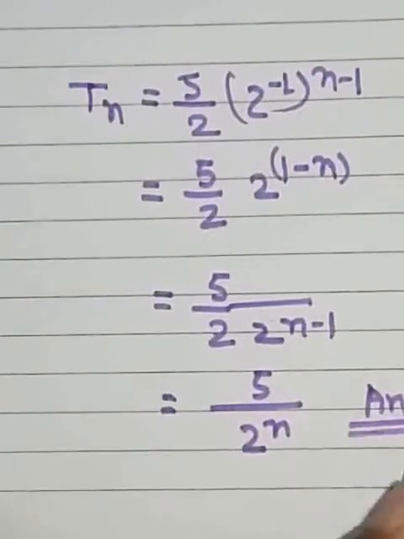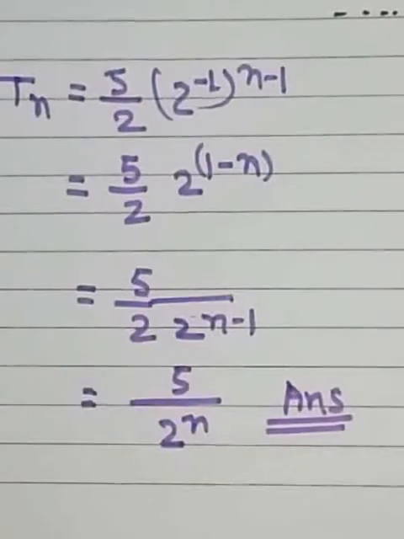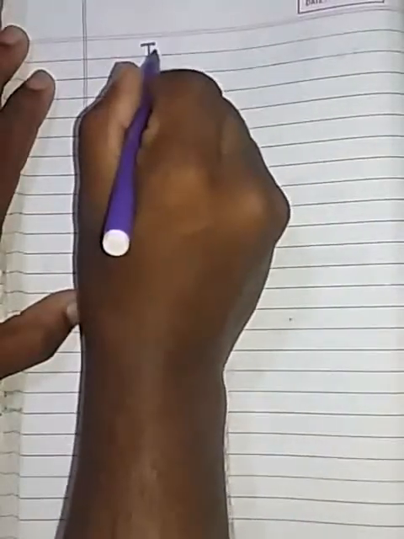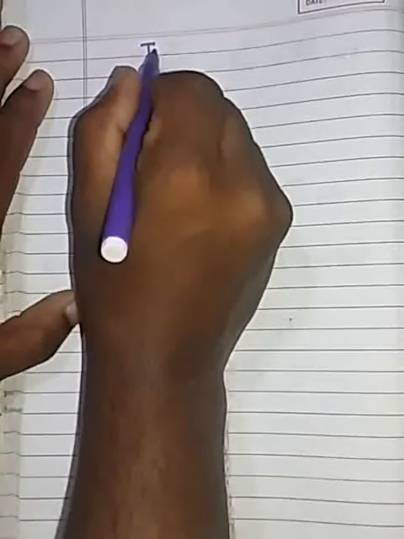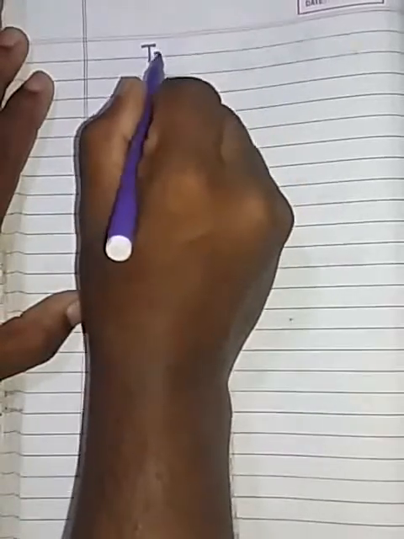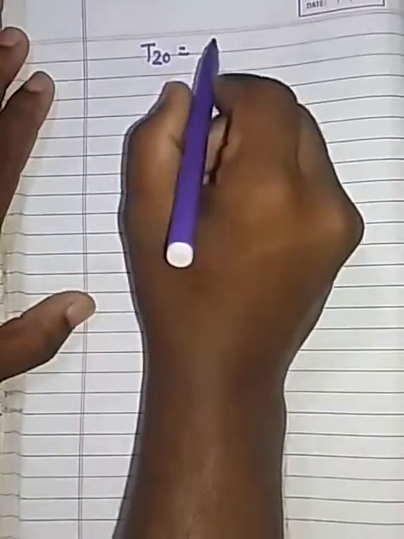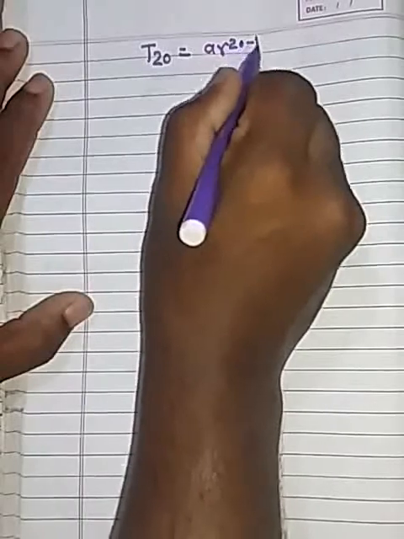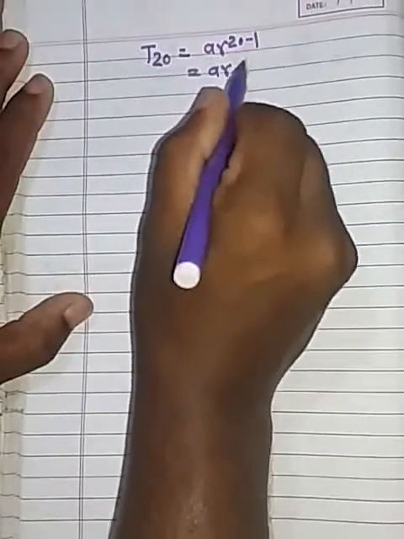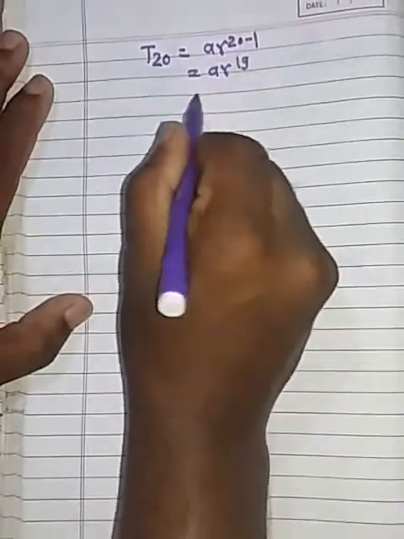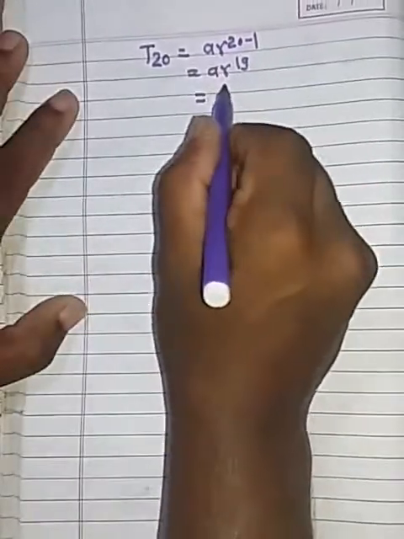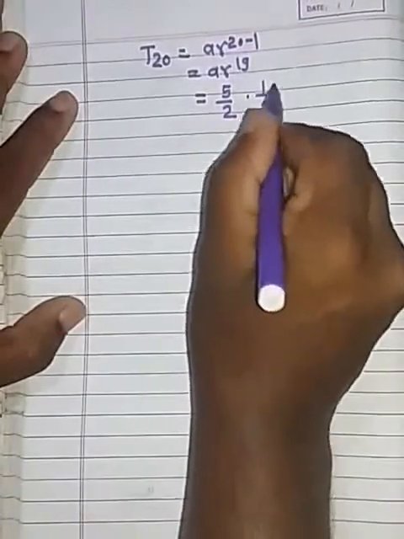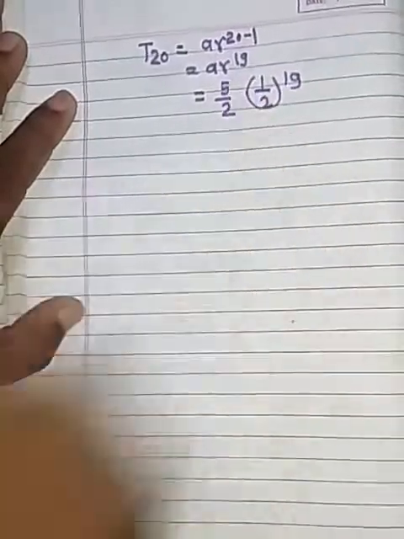We will now find the T20th term. To find T20, we will also apply the formula Tn is equal to A R to the power n minus 1. Here T20 means A R to the power 20 minus 1. Here will be A R to the power 19. A, what is the value of A? The value of A will be 5 upon 2, and R value 1 upon 2 power 19.